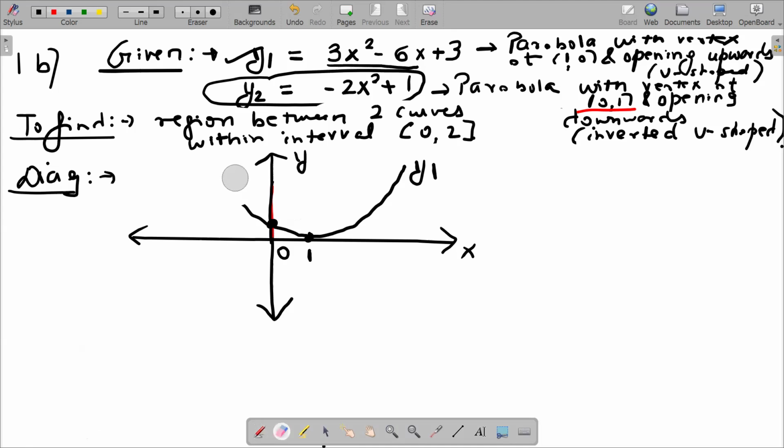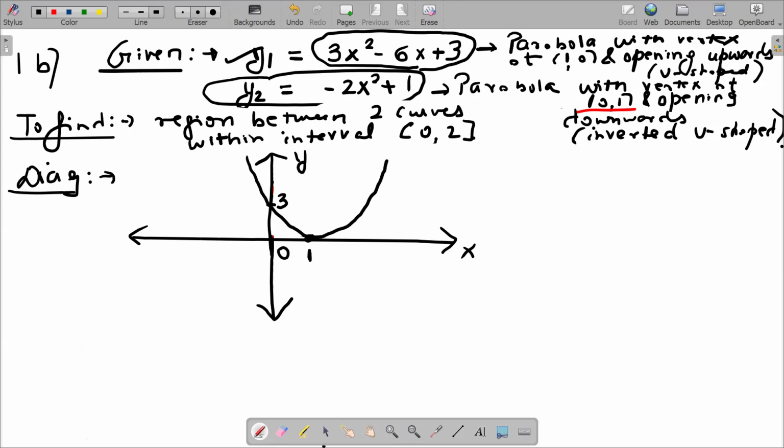So that means, let me somewhat draw a more accurate graph. So this is 3. When I put X as 0 in this, I get Y1 as 3. So my graph is going to somewhat look like this. This is Y1. And the red one is the graph for Y2. Vertex is at 0, 1. So this is 1. And it's going to be an inverted U shape from here.